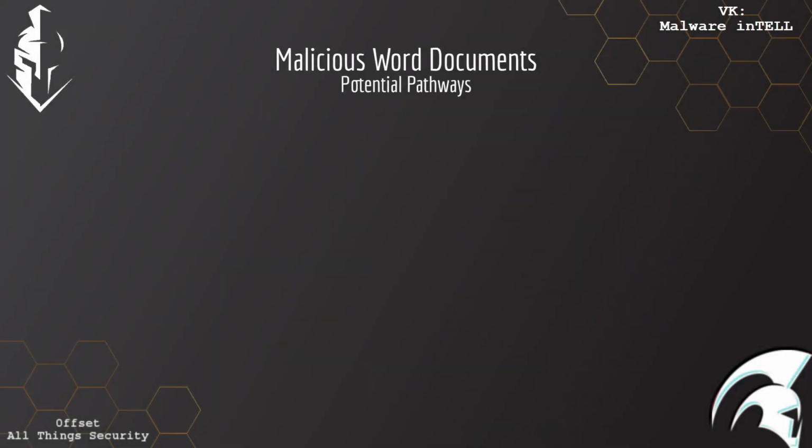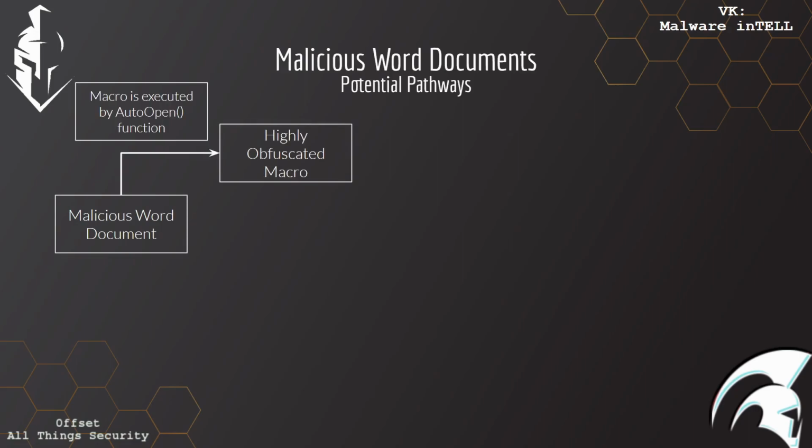So let's have a look at the potential pathways that malicious Word documents can take when it comes to infection. So start off with, we've got a malicious Word document. Now one pathway it can take is by using a highly obfuscated macro, which is executed by the AutoOpen function. So that basically will execute the macro when the file is opened.